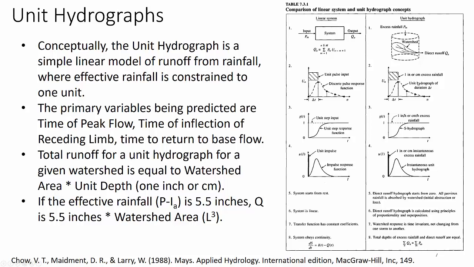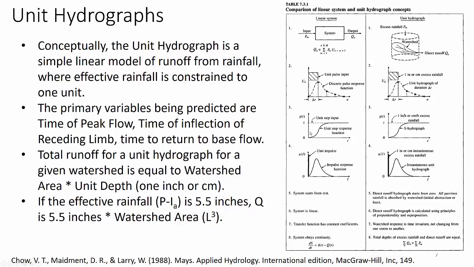Chow et al., 1988. So anyways, look at 1 inch or centimeter of rainfall excess for some delta T. It gives you a unit hydrograph of duration delta T. And remember that how long this runs is a function of delta T. This equals 1 delta T, changing this time over whatever, and it could be 3.5, 4. And the peak flow equals 1, 2 as well.